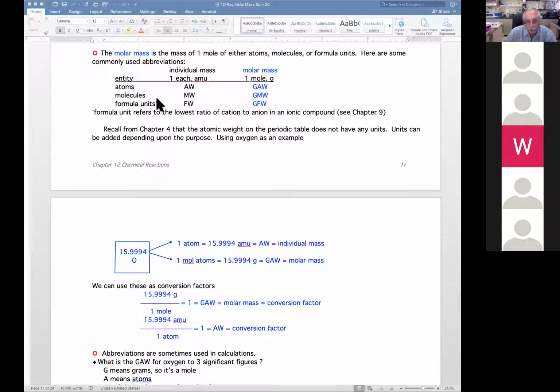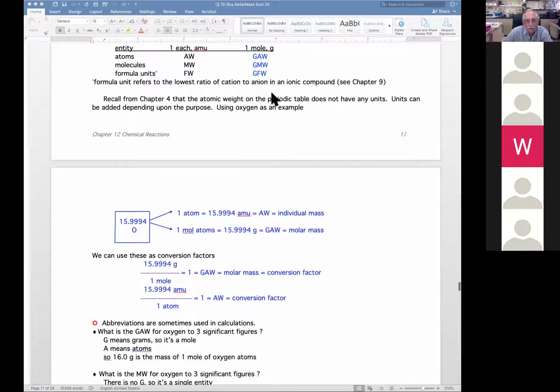But if you got a molecule, say H2O, the mass of one molecule would be called the molecular weight. So that would be one oxygen, which is 15 something AMU, and two hydrogens, each being about 1 AMU. So you're talking about around 18 AMU. But if it was the GMW, then it would be 18 grams. Exactly. And then we just use formula unit for ionic compounds.